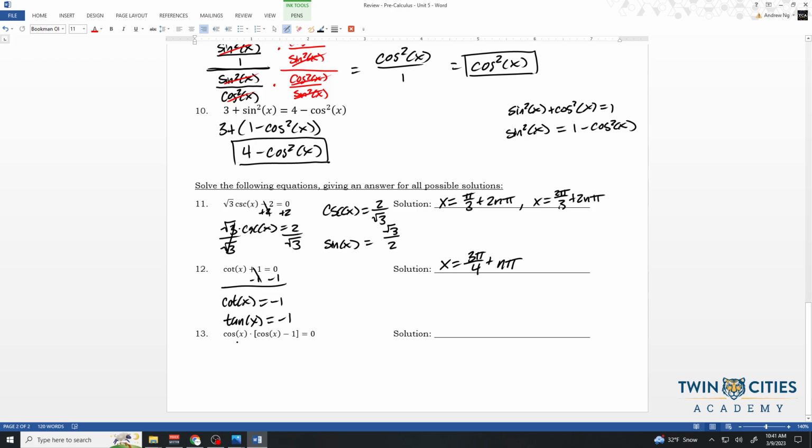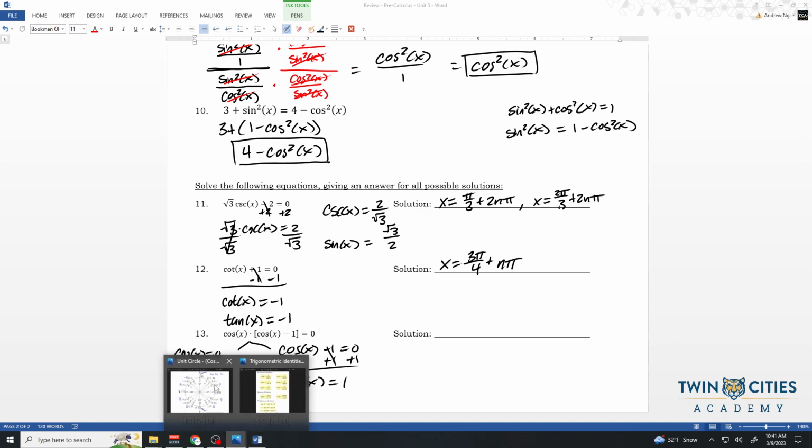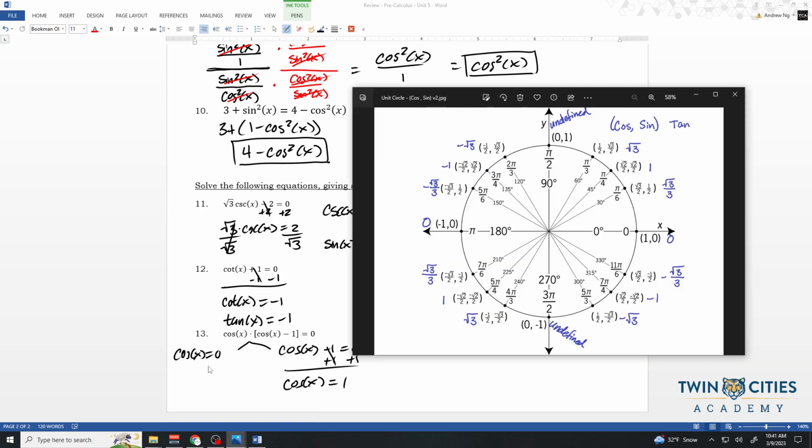All right, the last one, cosine of x times cosine of x minus 1 equals 0. These two are multiplied together and equals 0. So I'm going to say, what if just cosine of x equals 0? And what if cosine of x minus 1 equals 0? Add 1 to both sides here. Cosine of x equals 1.